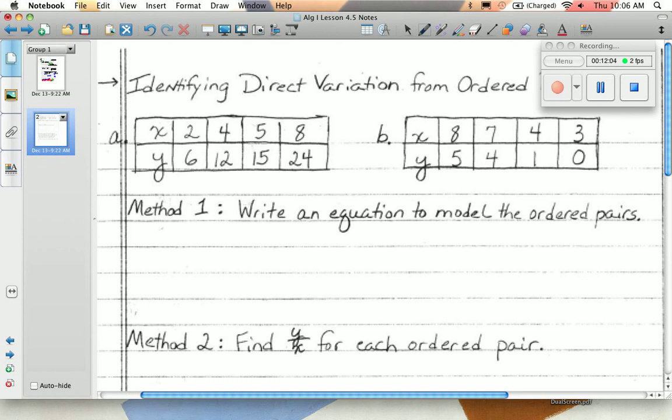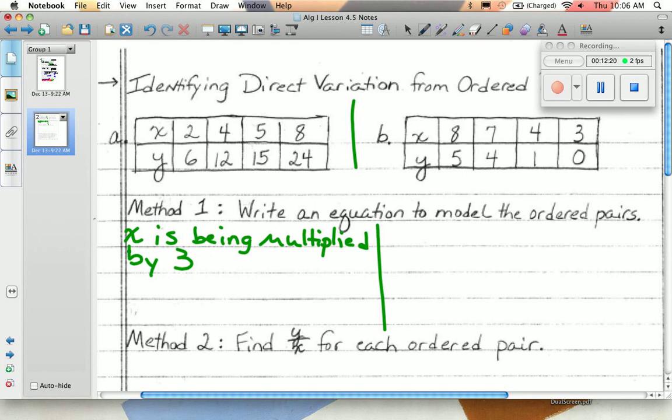X is being multiplied by 3. We got to keep these separate, so we're going to keep room here too, okay? X is being multiplied by 3. So what would the equation be then? Y equals 3x.